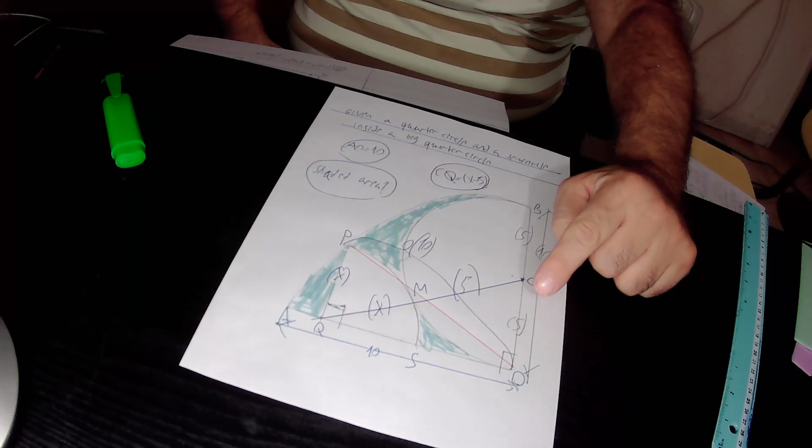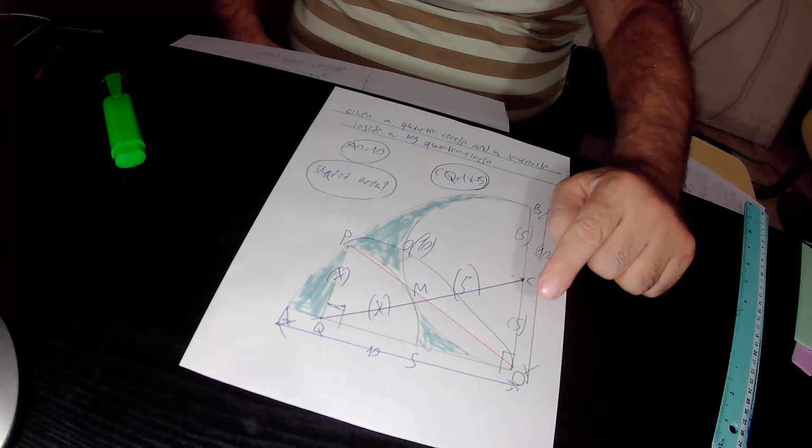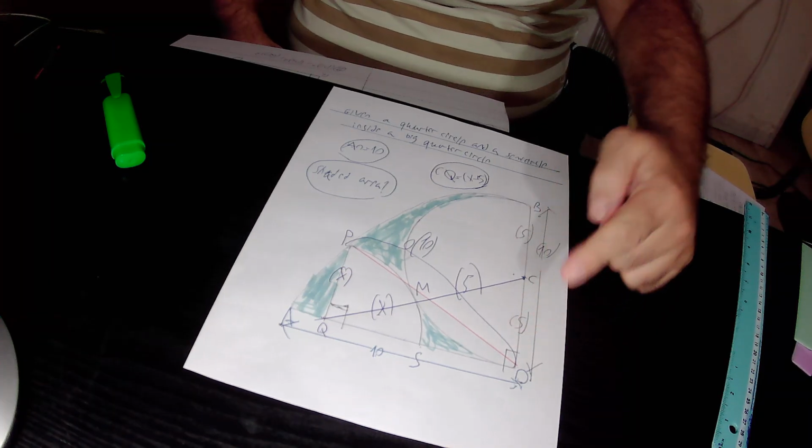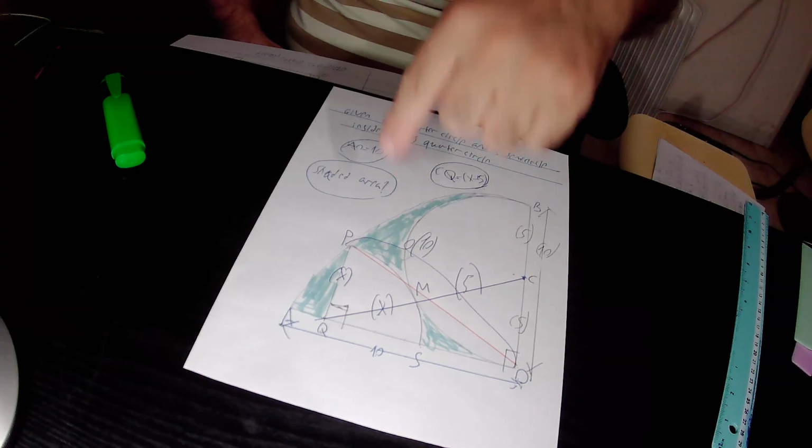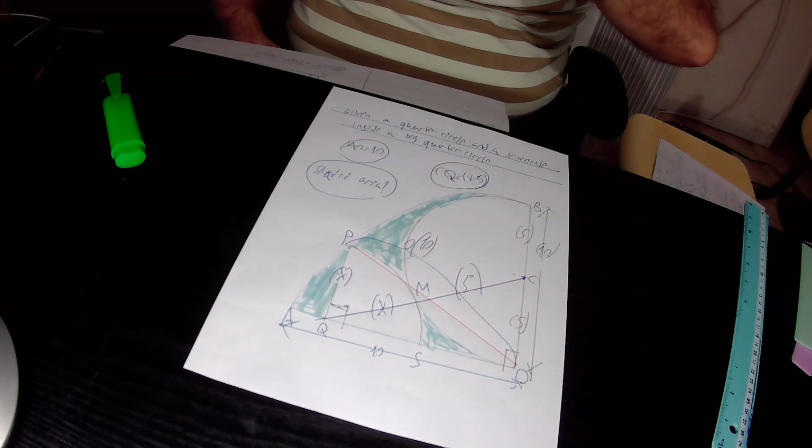CO is the radius of this semicircle, that equals 5. This is a right angle because AOB is a quarter circle. Likewise, this is also a right angle because PQS is also a quarter circle.